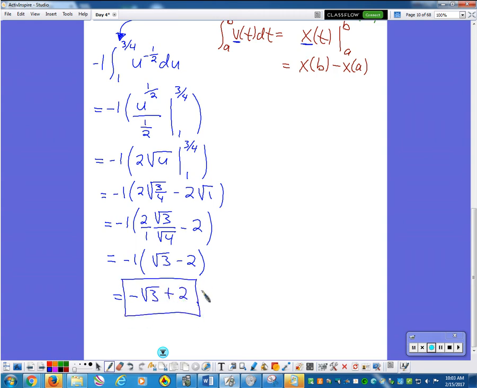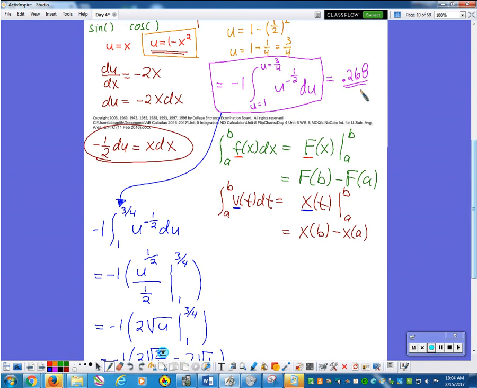Somebody type that on their calculator. -√3 + 2. Do you have it, David? 0.268, which is what we expect. That's what we found the integral to be. It's just a way to do it without your calculator. Cool.